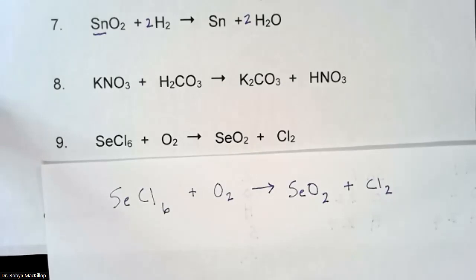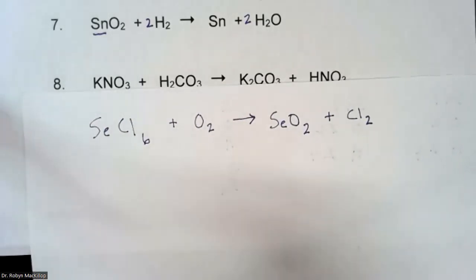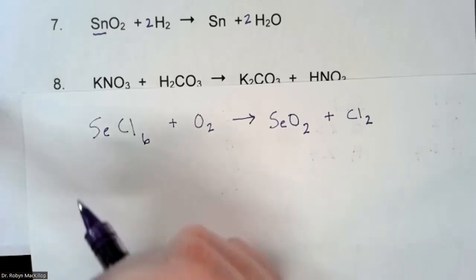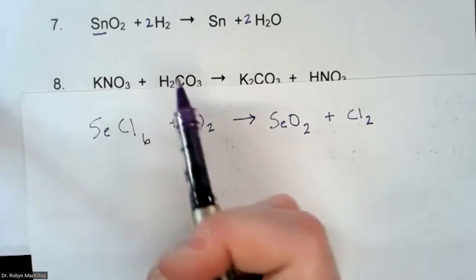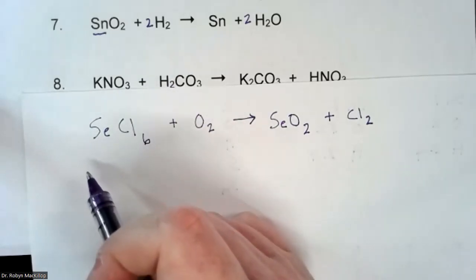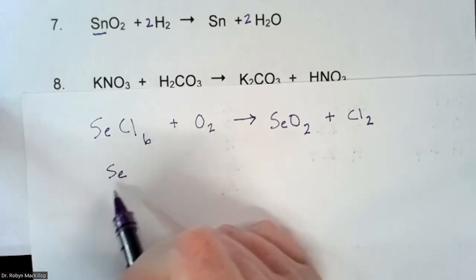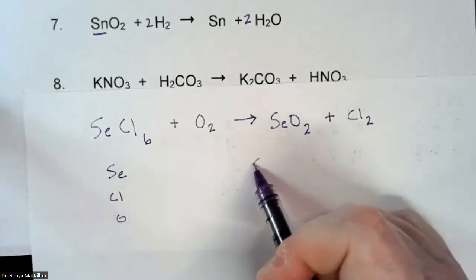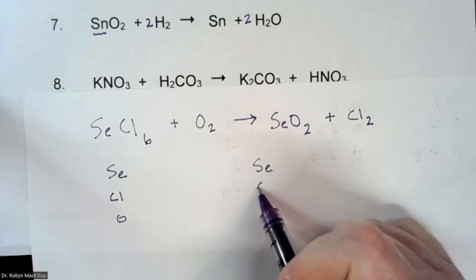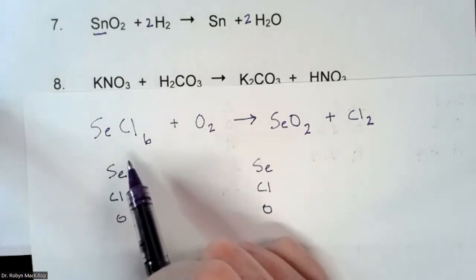And again, you don't need to know the terms for each one. You'll have them because they're on your periodic table. It's sometimes fun to know, but when you get really big ones, it's like, forget it, I don't need to know, I just need to balance them. So we've got three elements: Se, Cl, O.